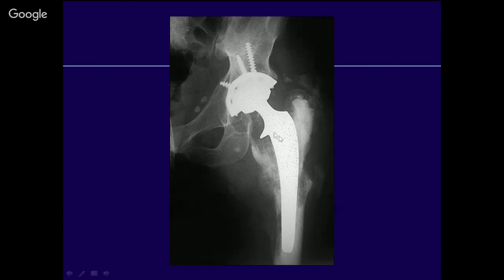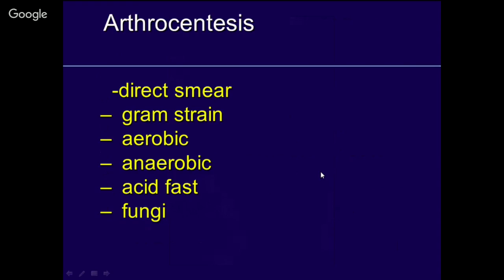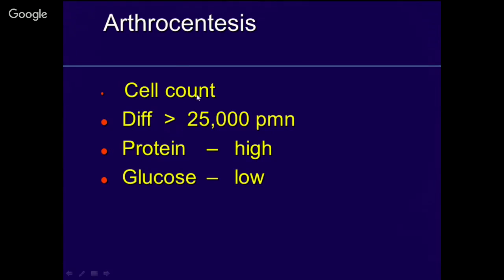This is a case of infection. Technetium and gallium are more sensitive, with specificity of more than 85%. Then there is arthrocentesis, which is very helpful. We aspirate from the total hip with a needle, and we can do a direct smear, gram stain, aerobic and anaerobic culture. We can also culture for acid-fast bacilli and fungi. Arthrocentesis is done when we suspect an infection. In the differential count, we see a total count of 225,000, protein is low and glucose is low.